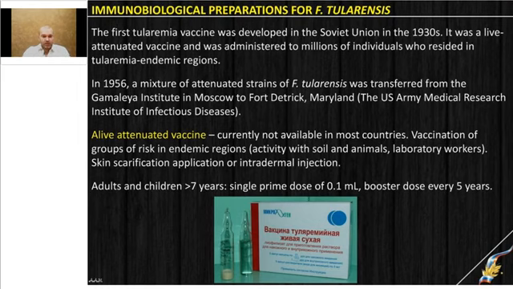After World War II, some strains of Francisella tularensis were transferred to the USA, to the Army Medical Research Institute of Infectious Diseases, which is located in Maryland at Fort Detrick, one of the most famous US Army places. And actually that vaccine was transmitted from the Gamaleya Institute, which is famous now because of the coronavirus vaccine. And again, there is some doubt.